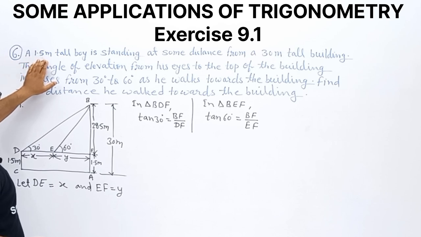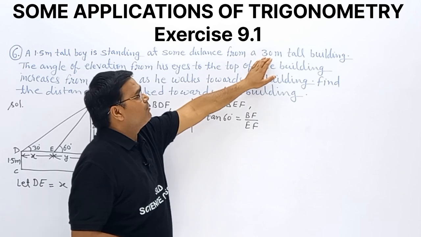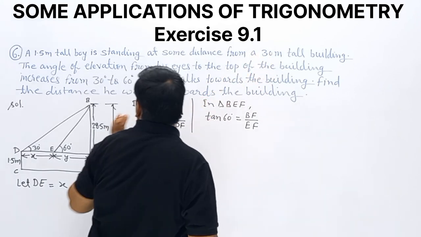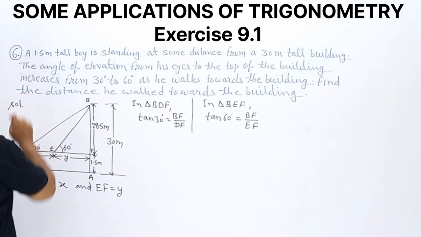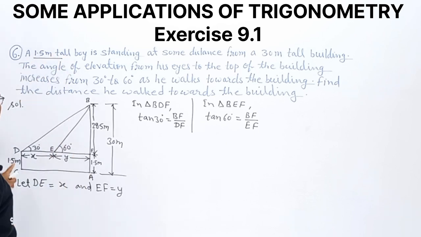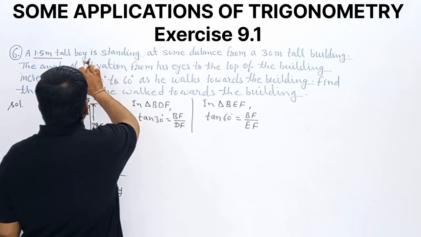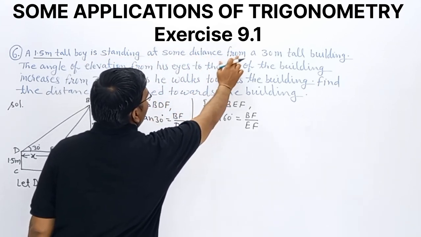One is the height of a boy, and the height of a building is given. Clear? So I am drawing this. CD is the height of the boy. This is the base, and the boy is standing at the point C, and CD shows the height of the boy, which is 1.5 meter. Clear?